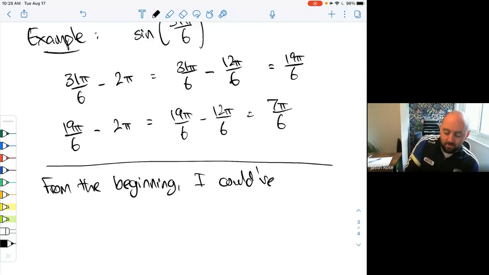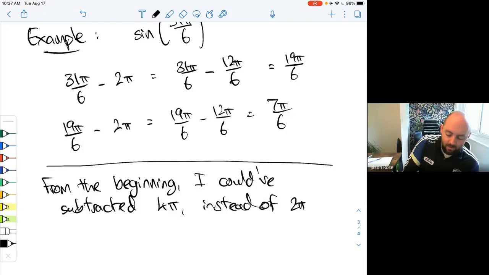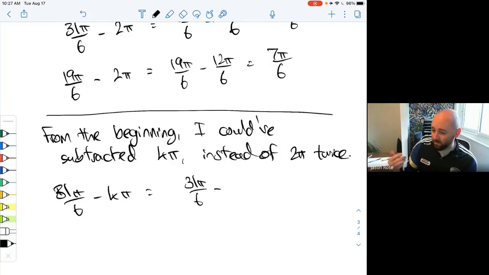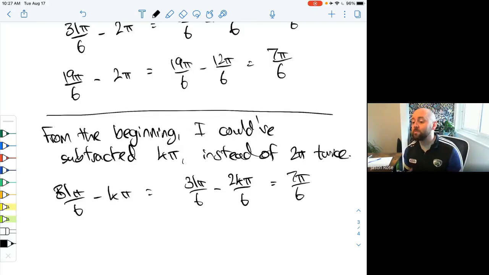I'll just say that I could have subtracted 4 pi instead of 2 pi twice. Okay. So I could do 31 pi over 6 minus 4 pi. 4 pi, with a denominator of 6, that would be 24 over 6. Yeah, 6 into 24 is 4. And then 31 minus 24 is 7 pi over 6. And I've gotten there quicker. So that would have been a more efficient way to do it.